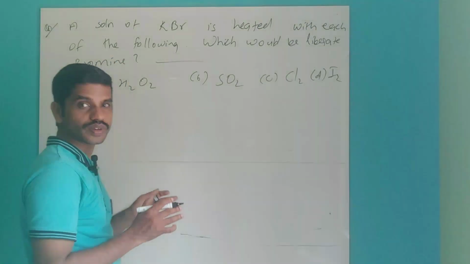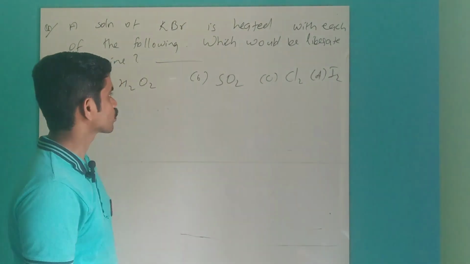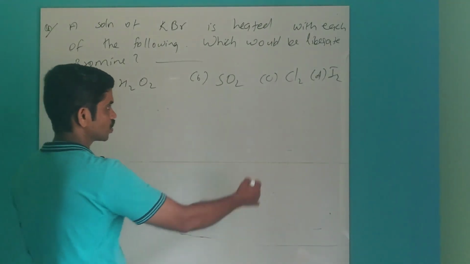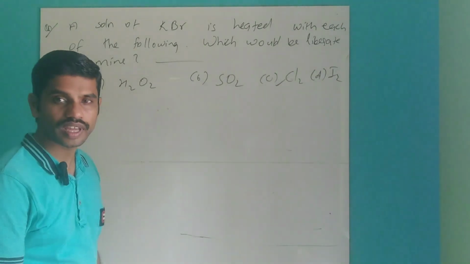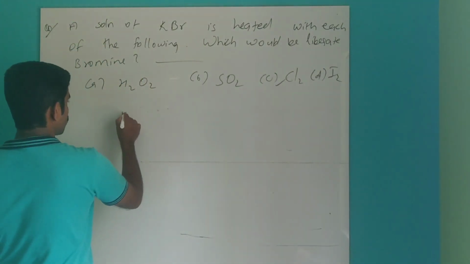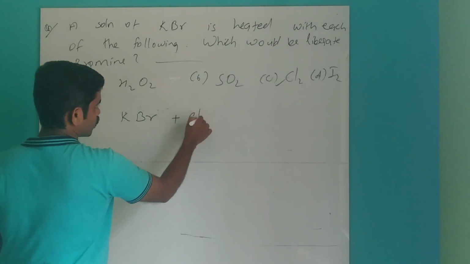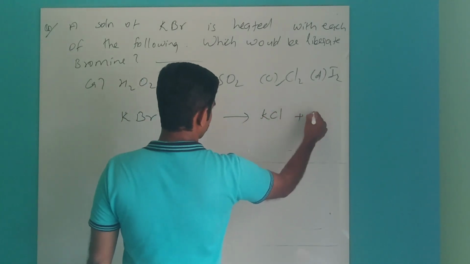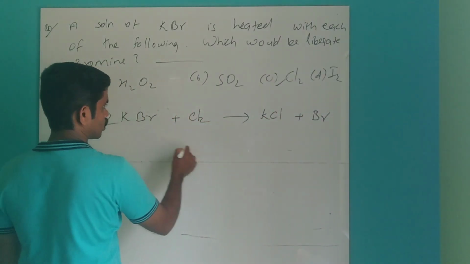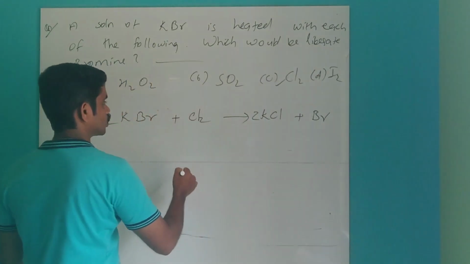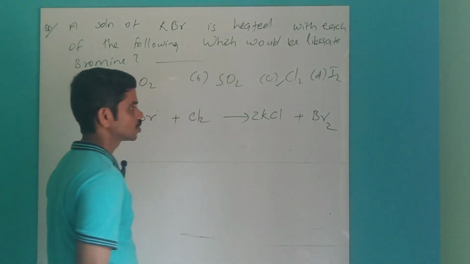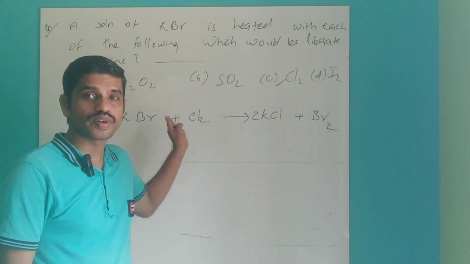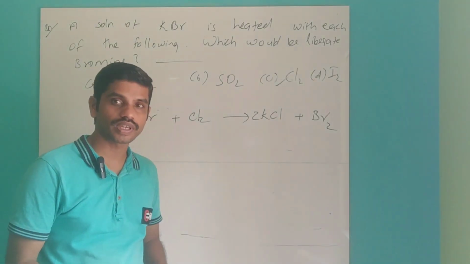Which can liberate bromine? It must be a very good oxidizing agent. So chlorine is the answer. Chlorine can liberate bromine from KBr. Chlorine is more reactive, so it removes bromine to form KCl and Br2. Chlorine is a very good oxidizing agent and will remove bromine from KBr to form KCl and bromine.